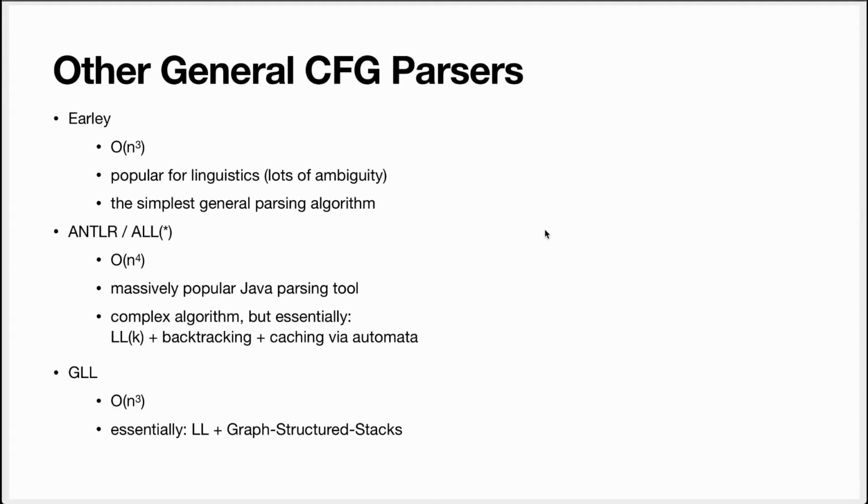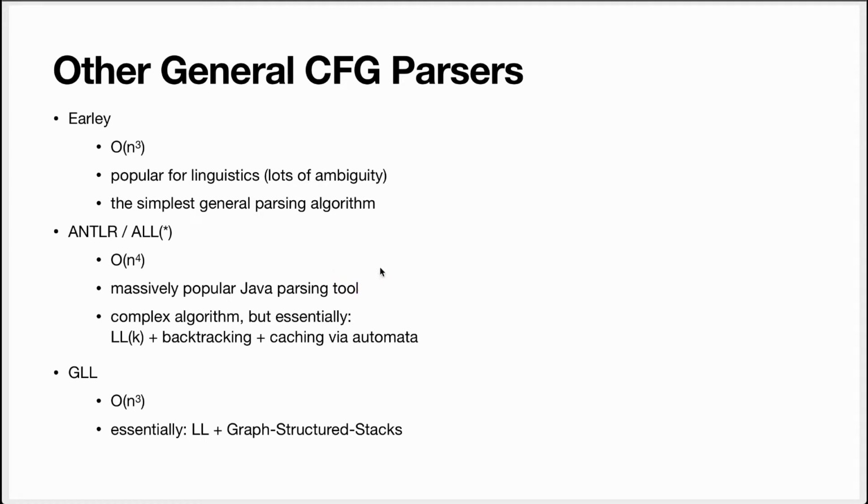This was a talk about LR grammars, but since this is our last talk on parsing, I will mention some other general CFG parsers. So these can all parse every CFG. There's the Earley parser, and if you had the natural language processing course with Pierre Dupont, you might have heard about this algorithm. It parses in O(n^3), and it's in fact very popular for linguistics, because natural languages are very ambiguous. This is a very elegant algorithm. It's probably the simplest general parsing algorithm.